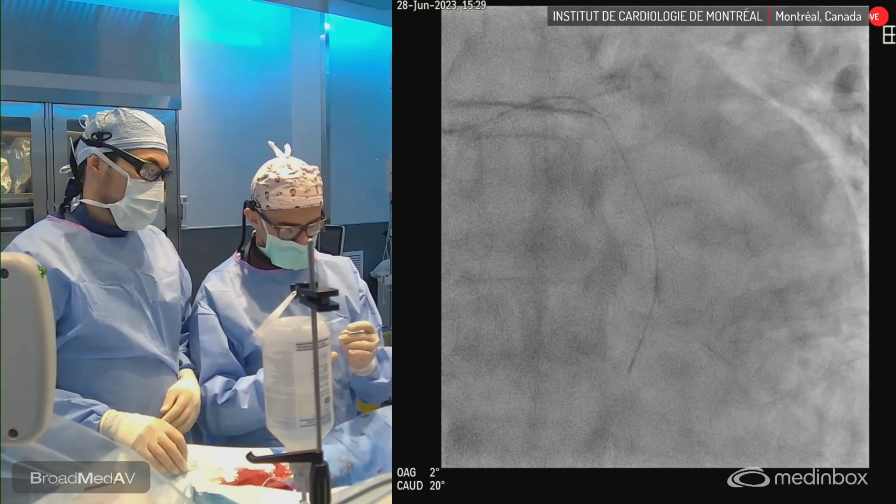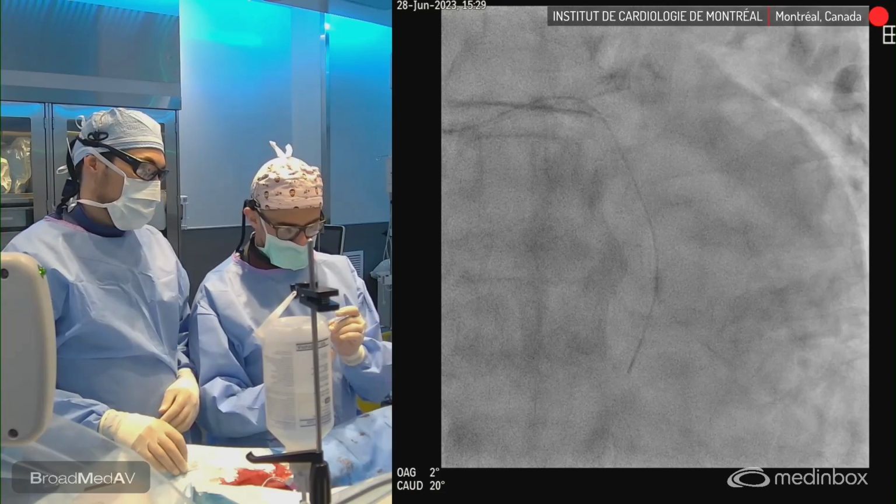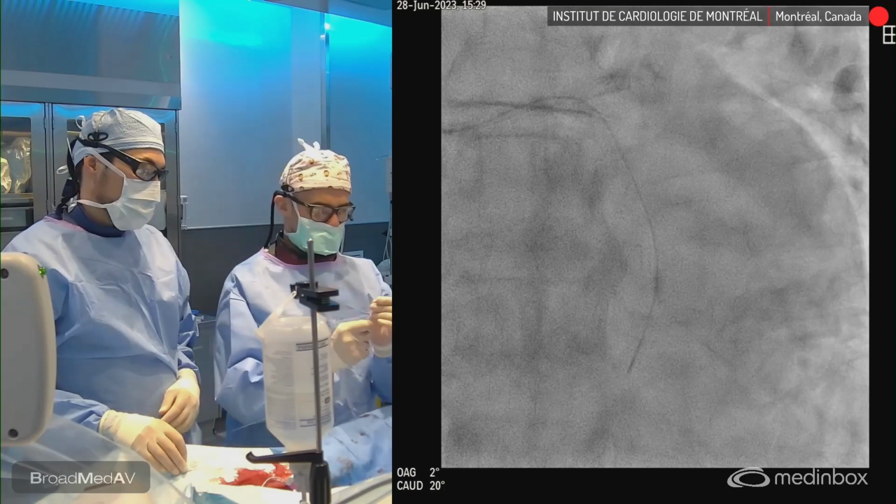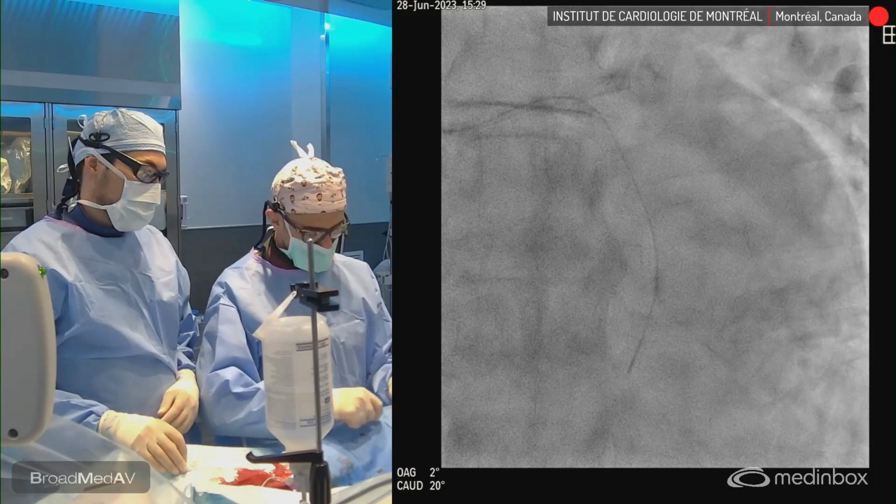Always put a little tip distally just so we don't exit the vessel. So put a little J-tip. A small tip, yeah, a small curve. Very small tip.